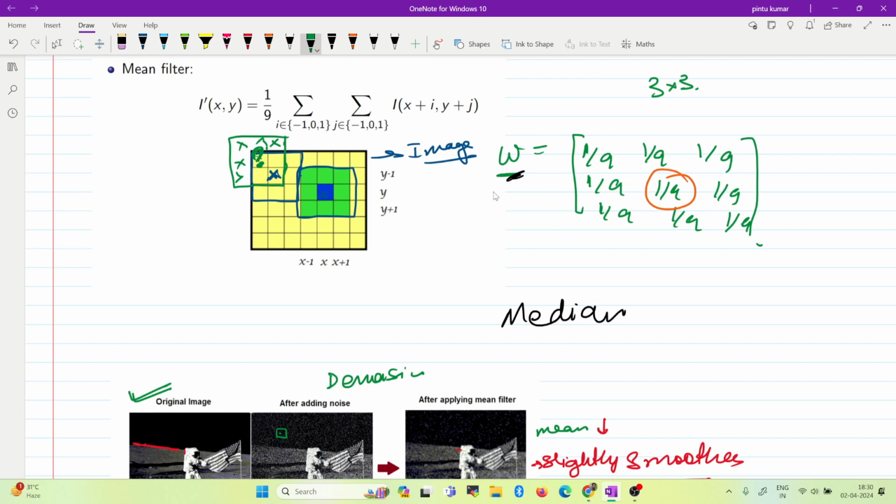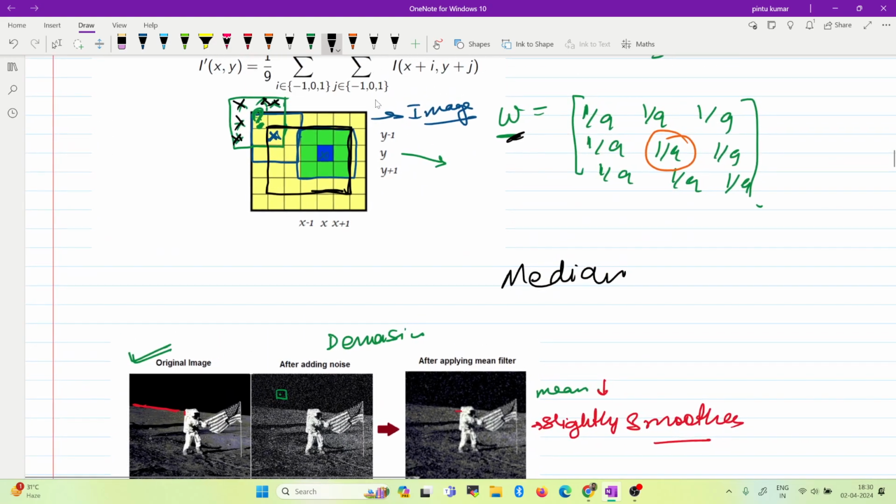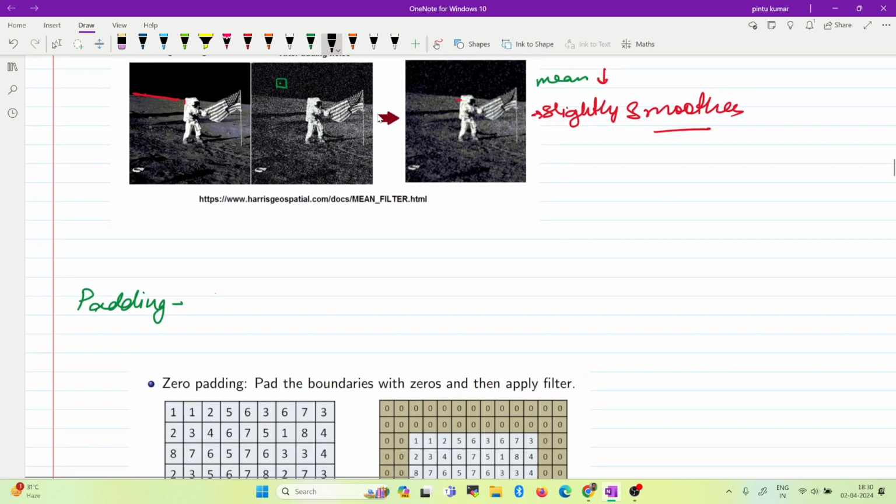One way is that when you apply the filter, you can ignore these points, and the new image that you obtain by applying the filter would be of reduced size. The new size would be just this much, whatever I have marked in black. Another option is to fill in these values with some dummy values. That is called padding. When you fill in values that do not exist in the image with some dummy value, that is called padding.